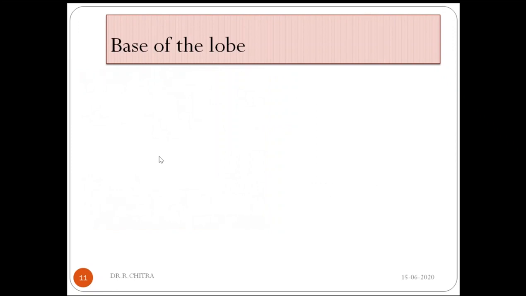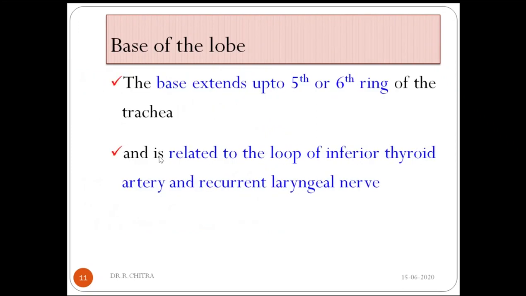Base of the lobe of the thyroid gland. Base extends up to the fifth or sixth tracheal rings, and it is related to the loop of the inferior thyroid artery and recurrent laryngeal nerve. So apex is related to one artery and one nerve. Base is related to another artery and another nerve.